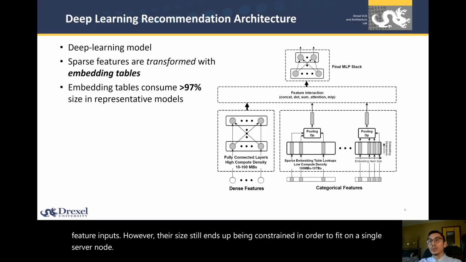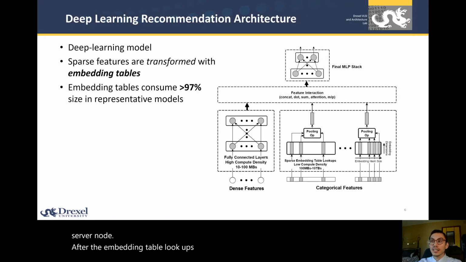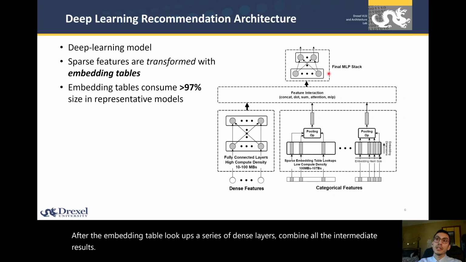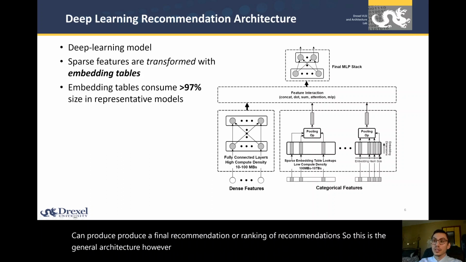After the embedding table lookups, a series of dense layers combine all the intermediate results and produce a final output. So this is the general architecture. However, variations do exist.